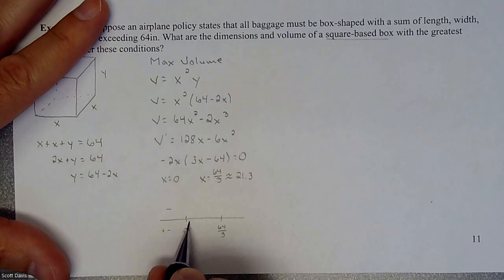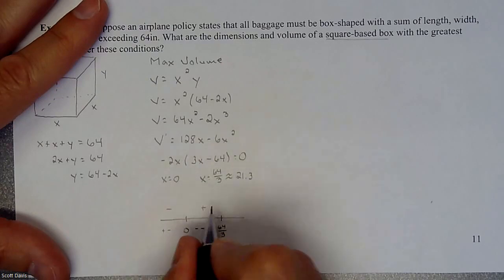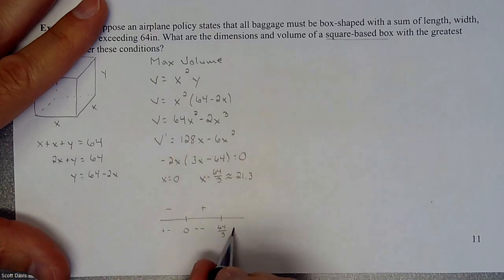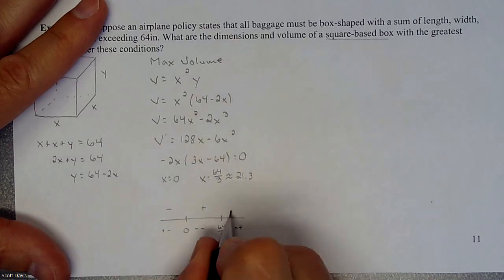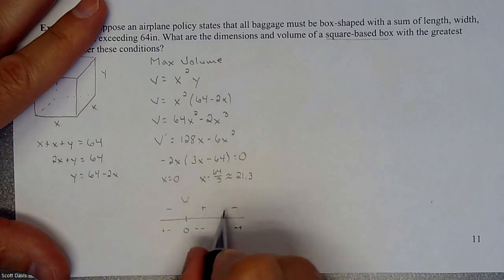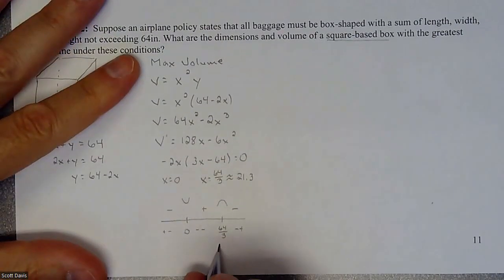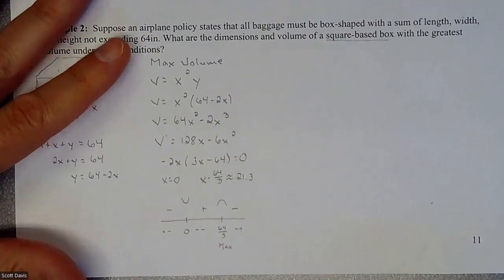We plug in some value between 0 and 21, plug in a 1. So that's going to be a -2, and a 3 minus 64, which is going to still be negative, multiplied to a positive. Then we take something bigger than that, let's say 100. So that's going to be a negative, and this is going to be 300 minus 64, so that's very positive, so that's going to be negative. So we have a negative transitioning to a positive. You have a positive transitioning to a negative, and there's our maximum. So we know for sure that that 64 thirds is going to create our maximum.